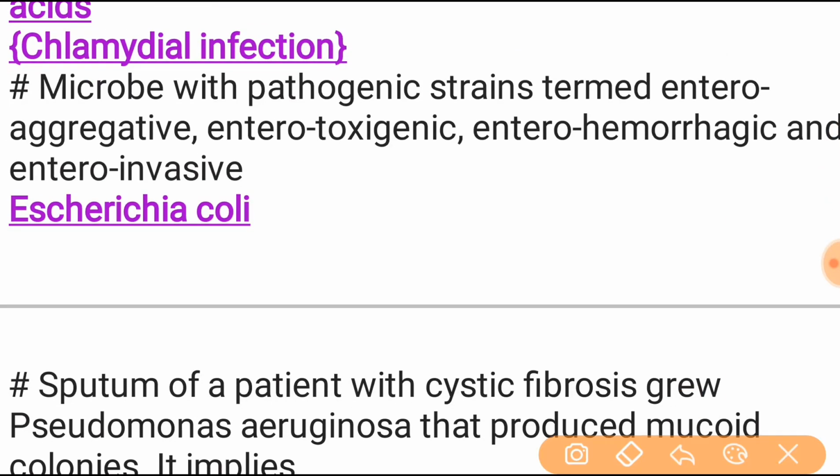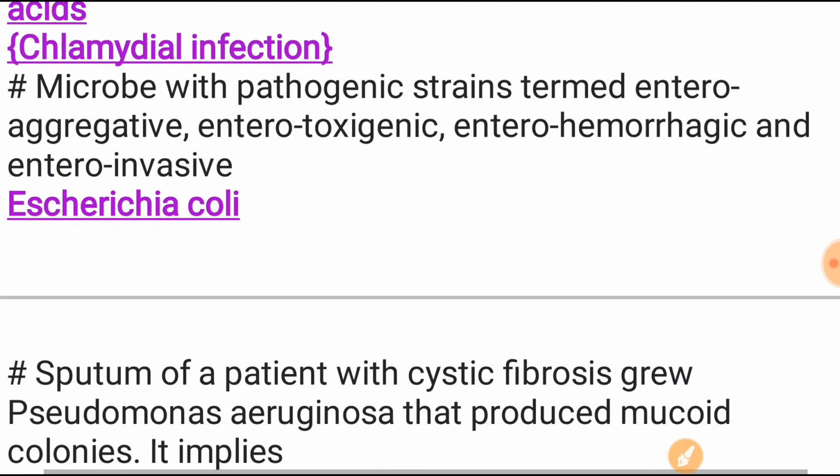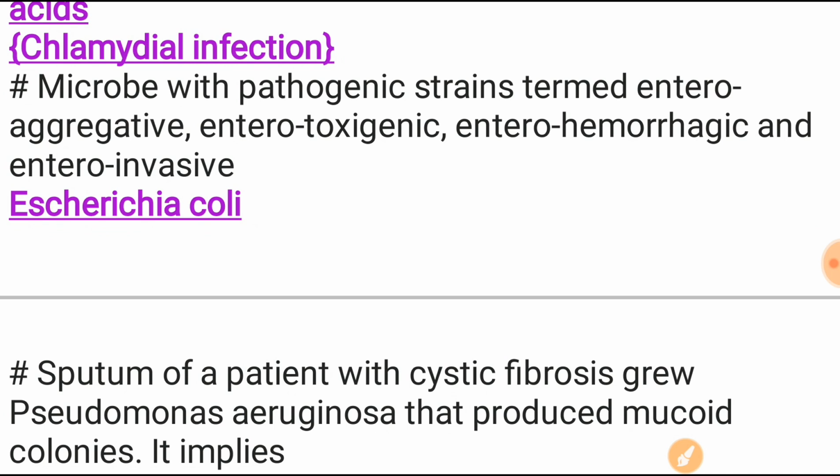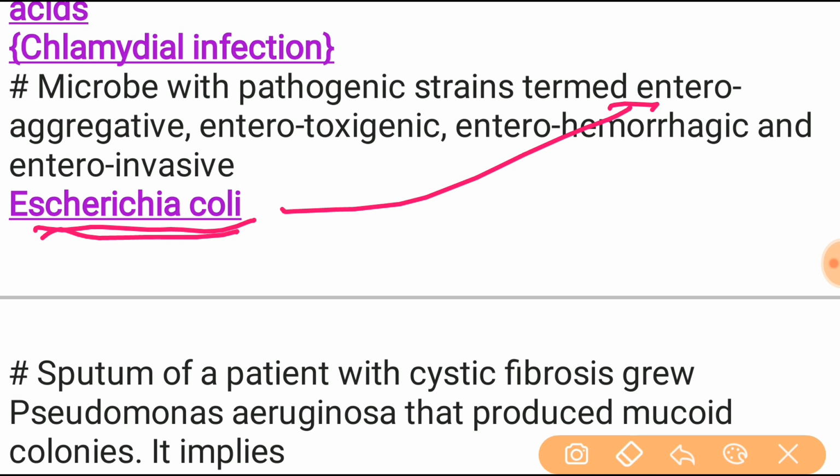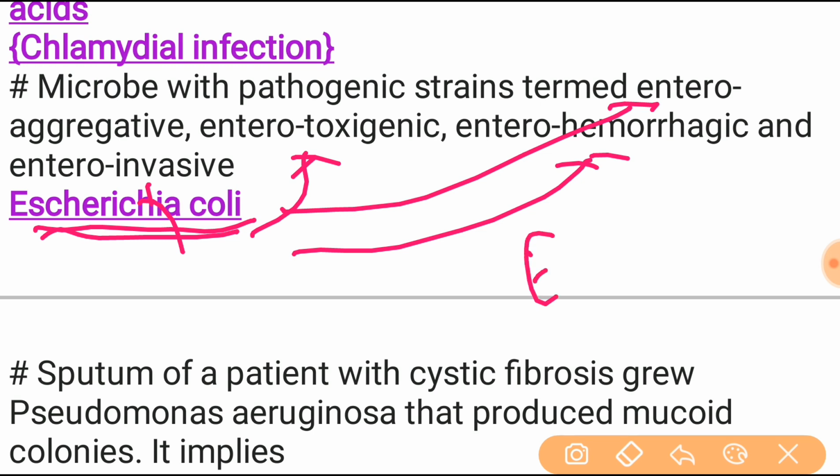Microbes with pathogenic strain terms: enteroaggregative, enterotoxigenic, enterohemorrhagic and enteroinvasive types. Also remember that E. coli has these types of pathogenic strains. So you have to remember enteroaggregative, enterotoxigenic, enterohemorrhagic, enteroinvasive.